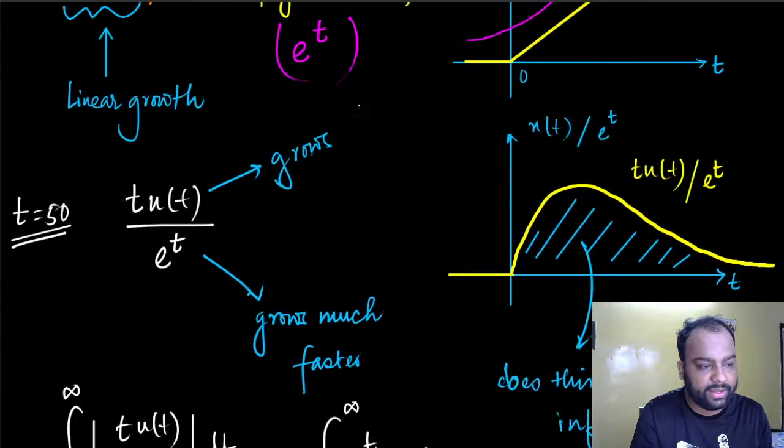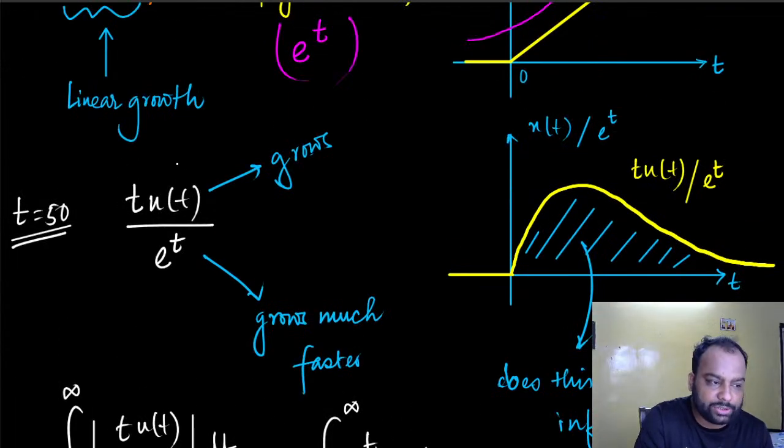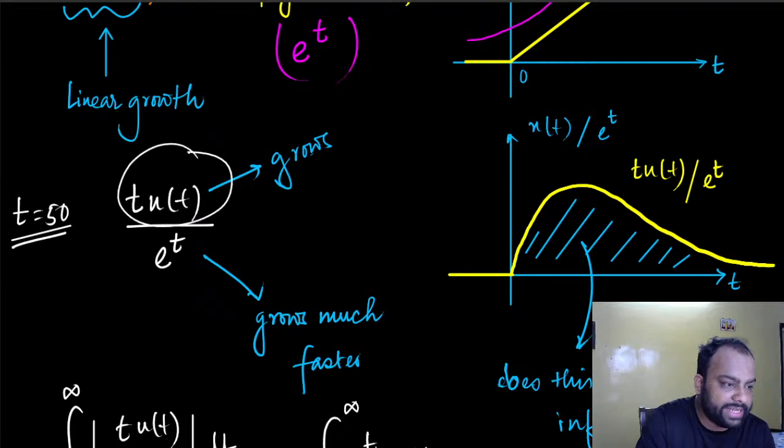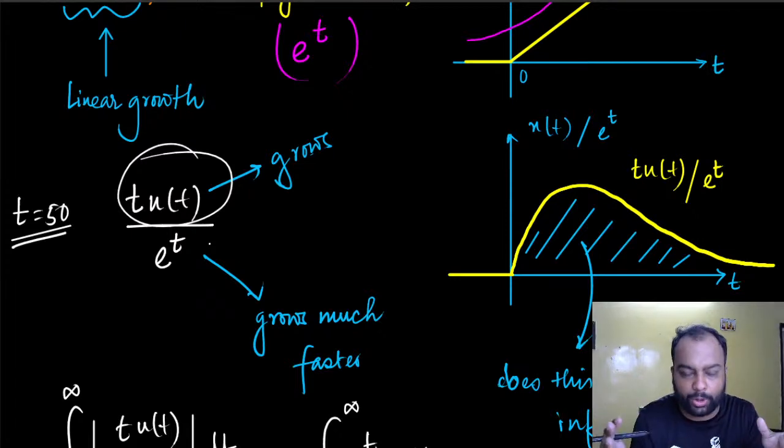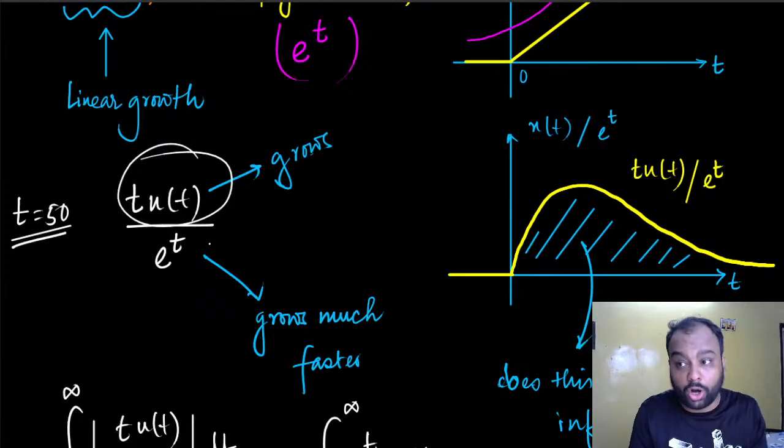The point being, the signal x(t), so this one is x(t). x(t) grows, but I have to be able to divide it with some type of exponential that grows even faster. That might not always be the case, but that's pretty much the case for many signals.